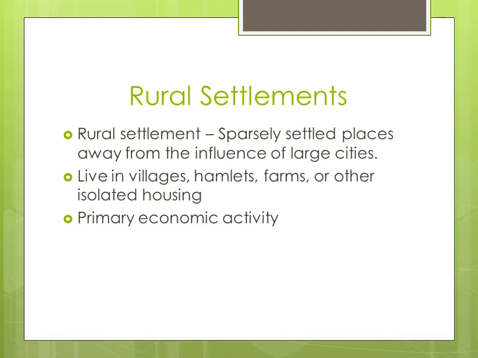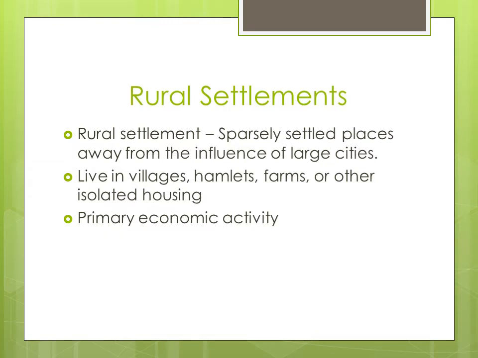We start out with a definition. Rural settlement: sparsely settled places away from the influence of large cities. So the way that they're set up is a little bit different than urban areas. Now, there are some similarities that we'll point out, but even still, they're quite a bit different. So we're going to look at some patterns that exist in the way that rural settlements are set up.